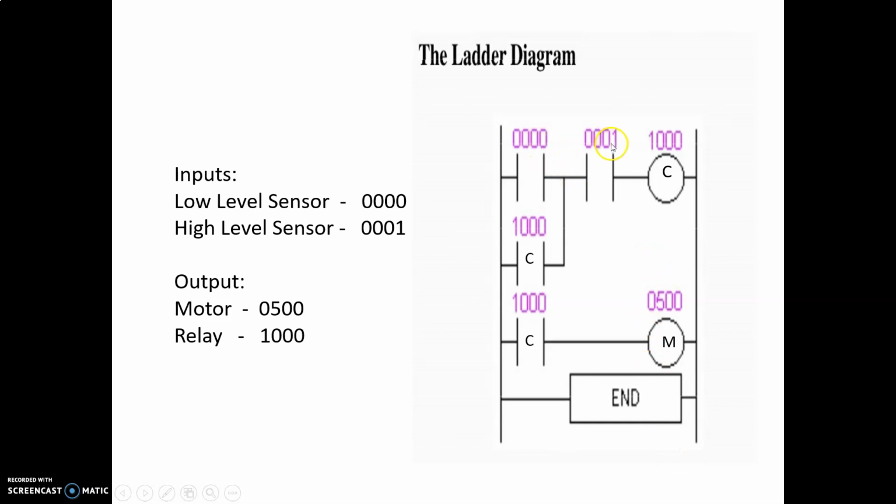What is the meaning of 0, 001, 1000? What is being mentioned here? What exactly is that? Okay, we'll first try to understand that. Let's just discuss what the inputs and outputs are here. If you look at the input, the input here is the low level sensor and the high level sensor.